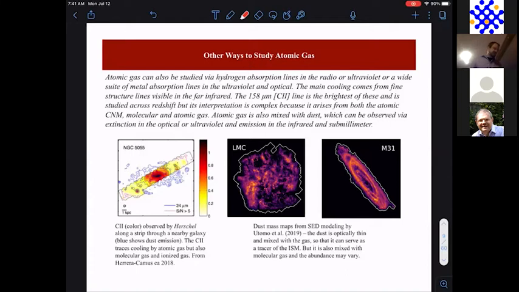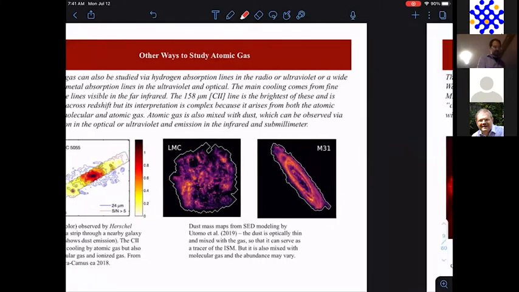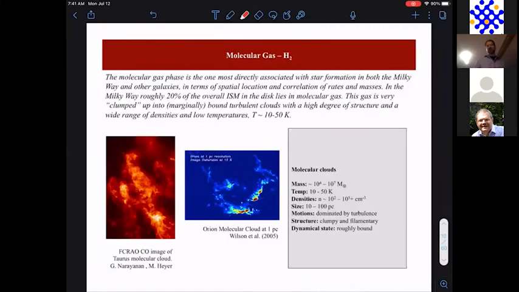So there's a reason we keep coming back to 21 centimeter, but there are also very important reasons that you would use these other potential tracers of the atomic medium. So I'm mostly going to mention these, but then mostly show you results from 21 centimeter when we get to the interstellar medium content of local galaxies.